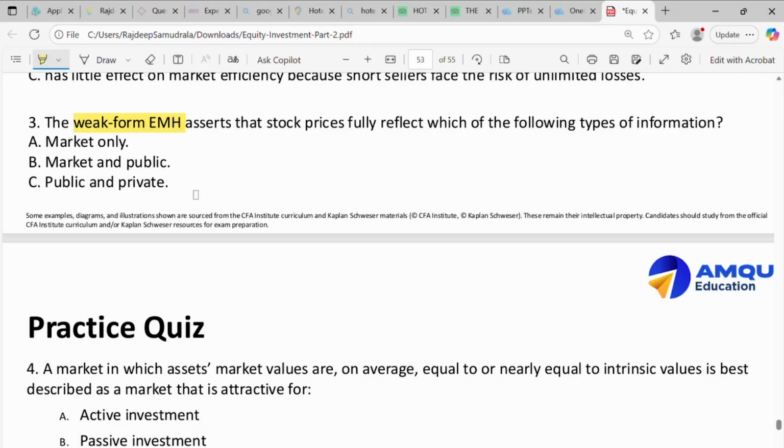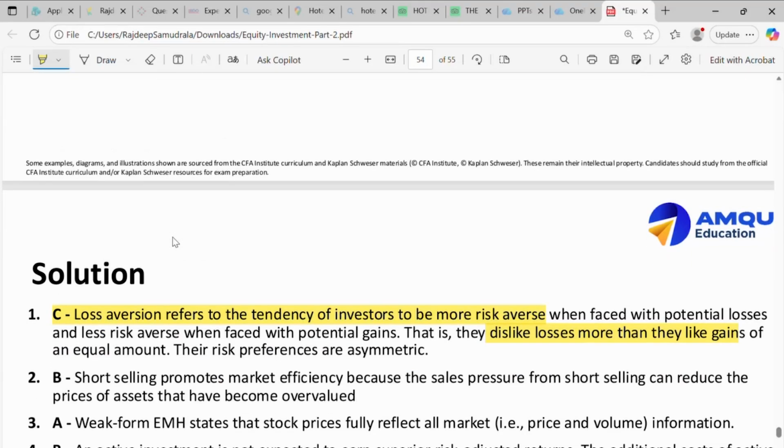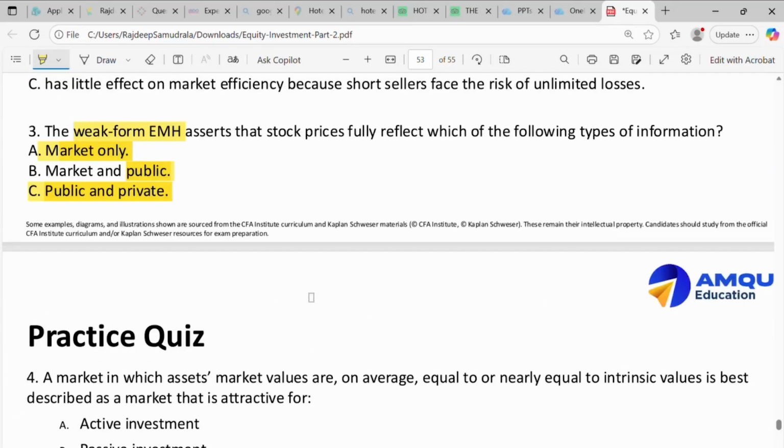Weak form means it is reflecting only the past data, right? So what's the answer here? Fully reflects public information, public and private, or none of this? The answer is market only, because in the weak form I'm reflecting only past information that's in the market, not the public information, and also not the private information. So public and private is out of the question. The answer will be market only, right? 3A. Weak form reflects all market past information, not the public information.